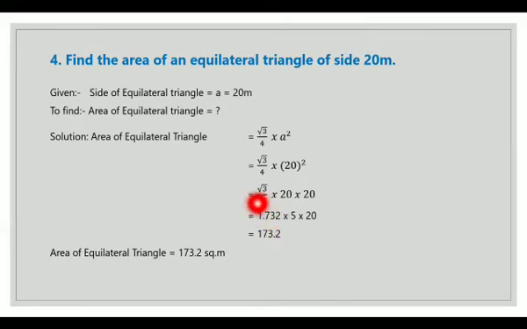So the root 3 value is 1.732. 4 ones are 4, 4 fives are 20. So 1.732 into 5 into 20, which comes to be 173.2. Therefore, the area of equilateral triangle equals 173.2 square meter.